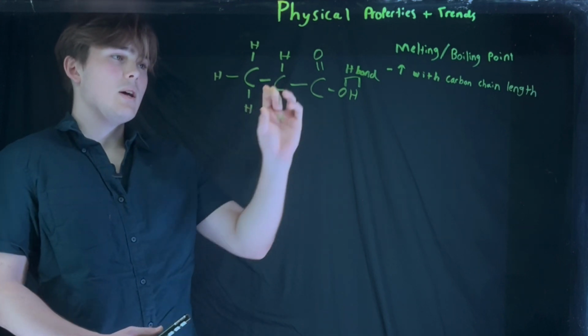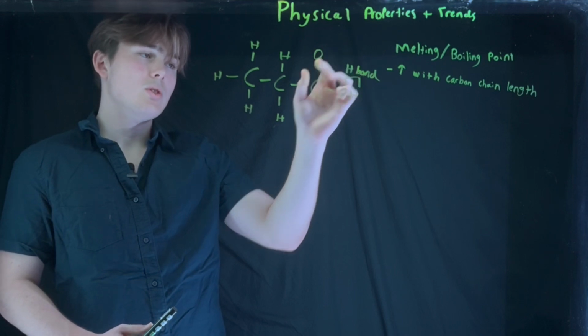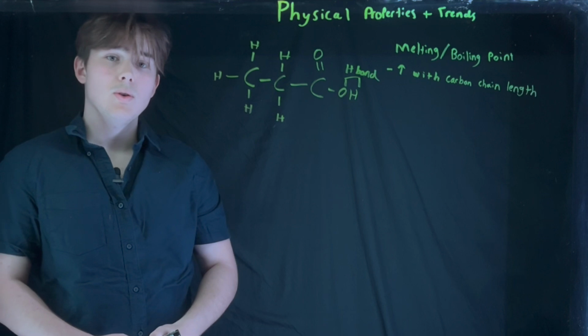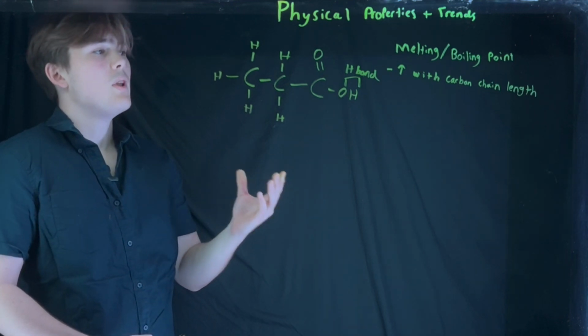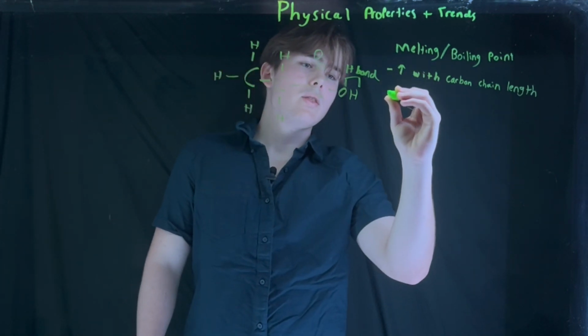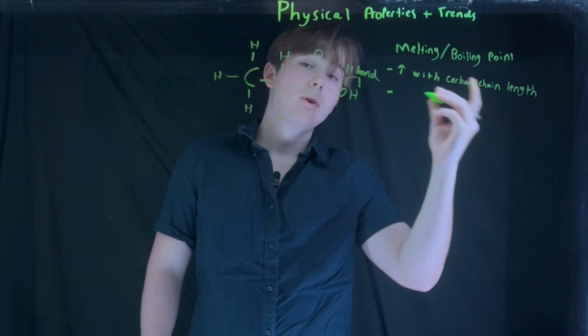Alright, so because we have a hydrogen bond and a double bonded oxygen here, they require more energy to separate from the molecule, and therefore they're going to have a higher boiling point and a higher melting point. Okay. So another thing that can impact this is the functional group.